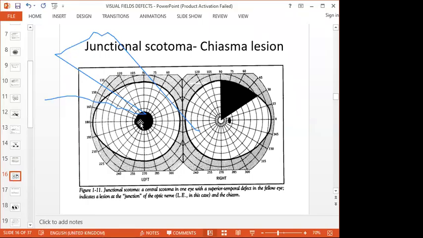Junctional scotoma. A central scotoma in one eye with a superior temporal field defect in the fellow eye indicates a lesion at the junction of the optic nerve, left eye in this case, and the chiasma. Junctional scotoma. These fibers, you know that the medial ones cross. The ones on the temporal side, they pass through. So optic tract is with crossed fibers and uncrossed fibers.